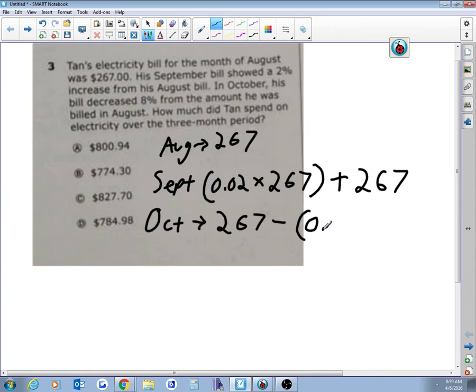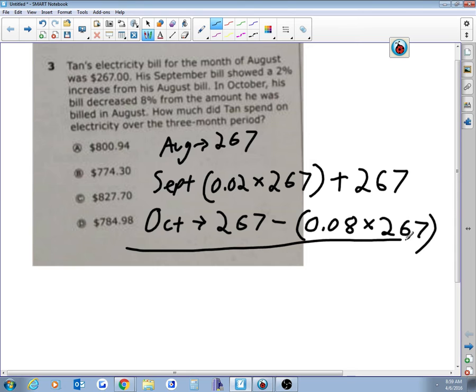So we find 8% of 267. Of means multiply. 8% is 0.08. And that's the decrease. So since it's a decrease, we're going to subtract that from 267. Then once we figure out all these, both these amounts, it says how much did he spend over the 3-month period, so we're going to have to add all three of these up.